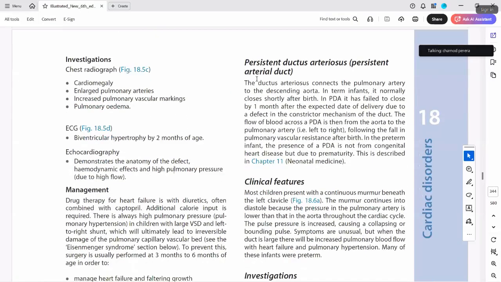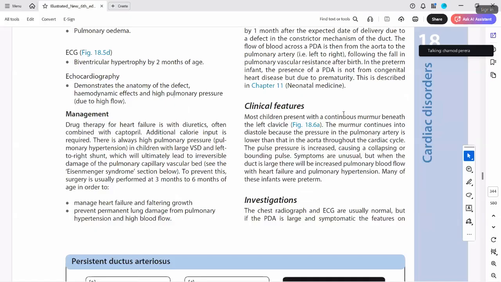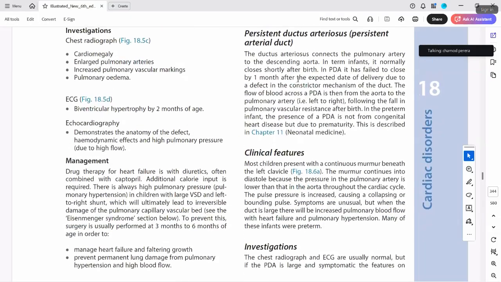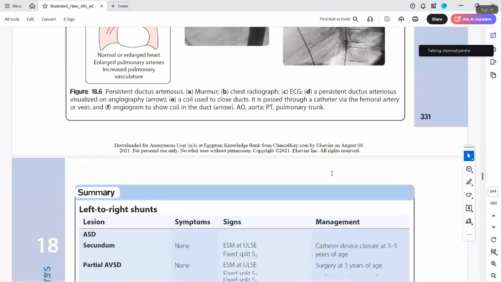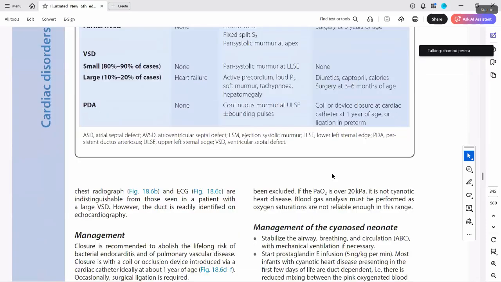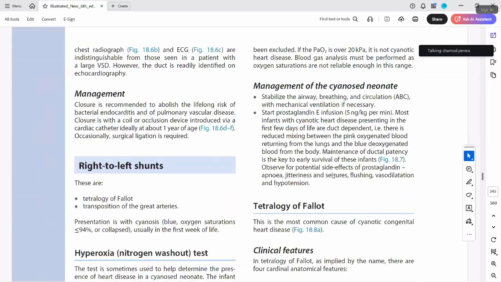Right. The other thing is the PDA. PDA was questioned in our paper, so I don't think it will come again in the repeat paper. Therefore, I'm not going to teach it all, but to be on the safe side, it's better if you all read about the PDA from the illustrated text as well, right? Because it was questioned, I mainly focused on ASD and VSD, right? Then we'll go to the next one.